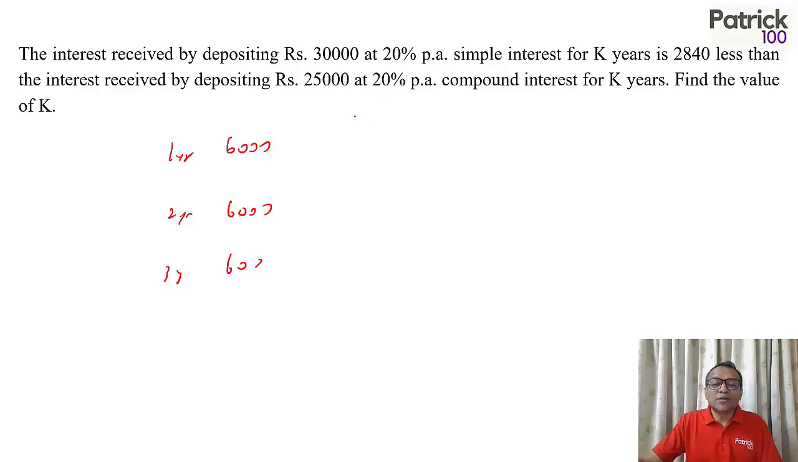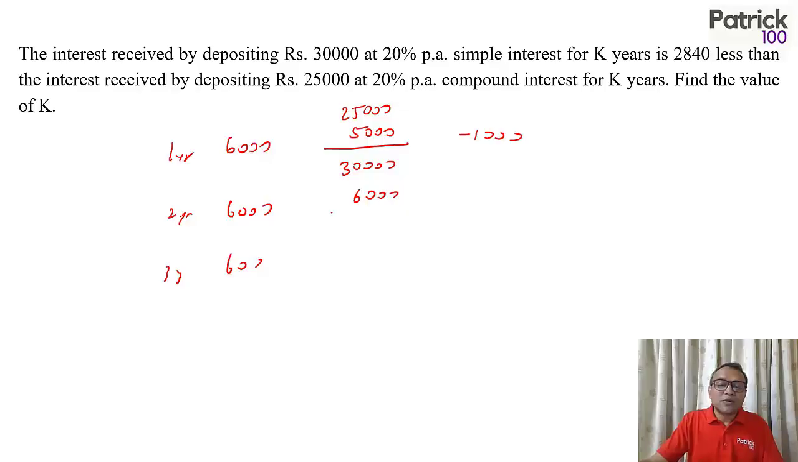25,000, 20%. So I put 25,000, 20% is 5,000. So difference is minus 1,000. Remember, I want compound interest more than simple interest. So it will be minus 5,000 minus 6,000 minus 1,000. This becomes 30,000. Now interest on 20% of 5,000, 6,000. Difference is 0 out here.